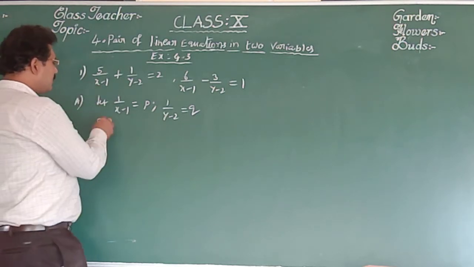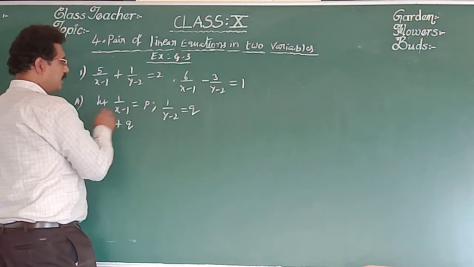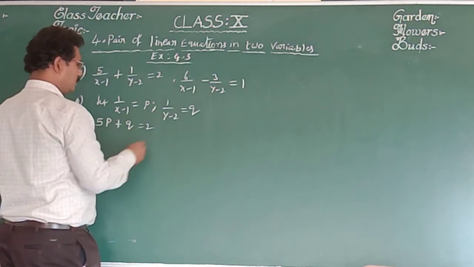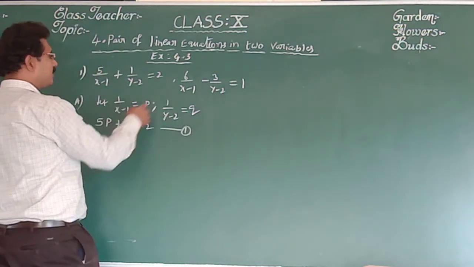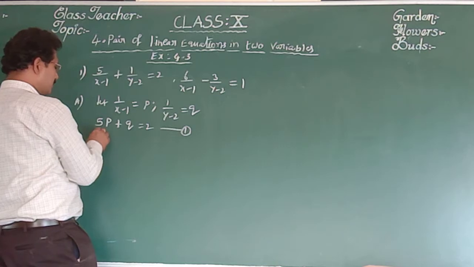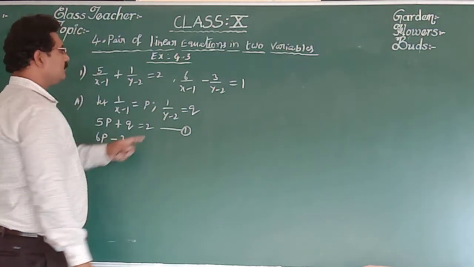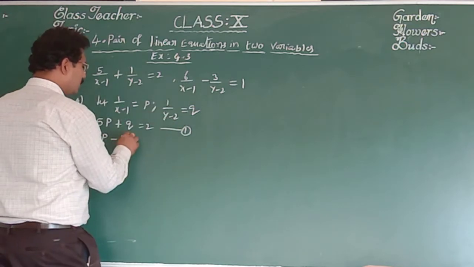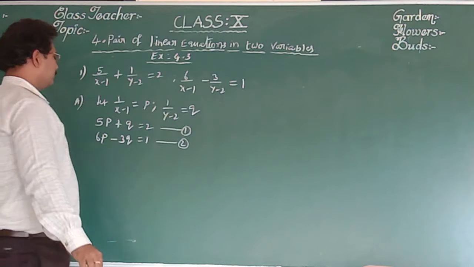But 1 by x minus 1 is equal to p. So 5p plus 1 by y minus 2, directly q, is equal to 2. Call it equation number 1. Next, 6 into 1 by x minus 1, that is 6 by x minus 1, that is 6p minus 3q is equal to 1. Call it equation number 2.